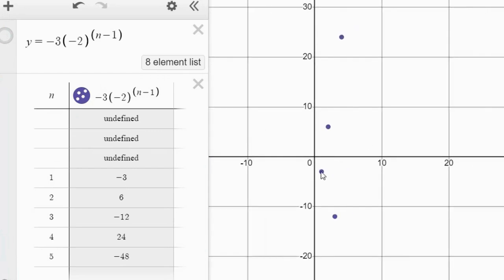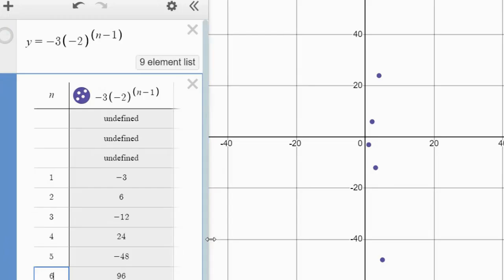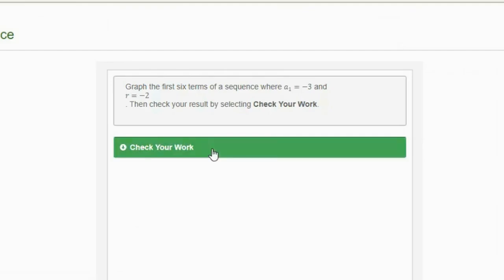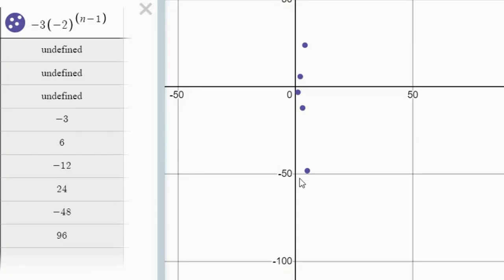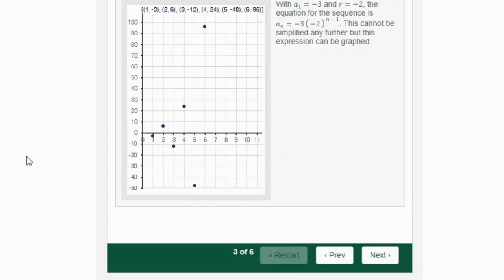So this is one of those where the first term's negative, and the second term's positive, and the third term's negative, and the fourth term's positive, and the fifth term's negative, and the sixth term is positive. This is one of those diverging ones. It goes positive, negative, positive, negative, positive, negative. Let's see if that's what they got. Yeah. Positive, negative, positive, negative. It keeps going up and down, up and down, up and down. That is what they got. Okay.